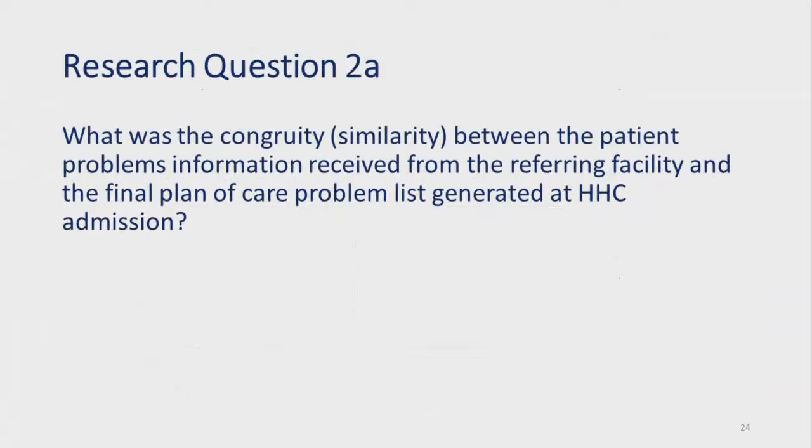So let's move on to research question 2, unless there's questions. So research question 2A is, what was the congruity or similarity between the patient problems information received from the referring facility and the final plan of care problem list generated at the admission? So how similar was the list of problems in the referral documents as compared to what ended up on the plan of care?